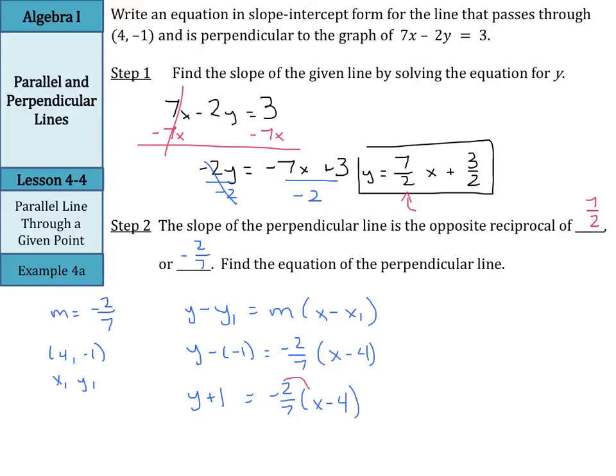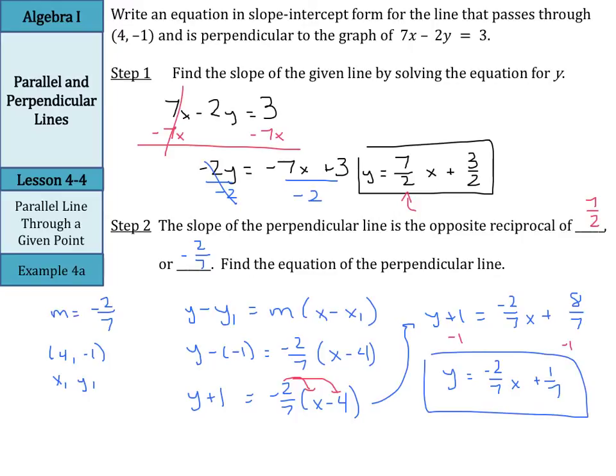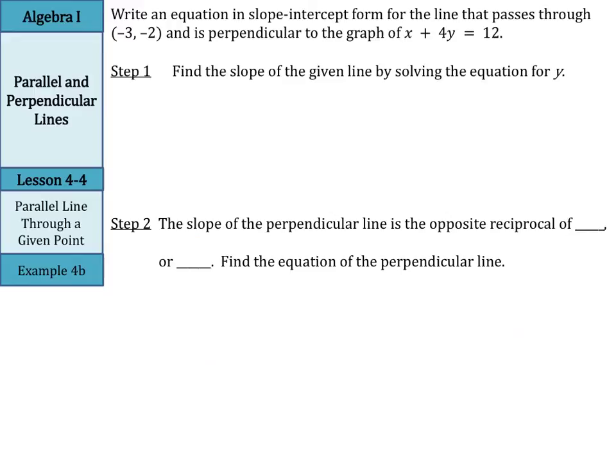We need to distribute here. I'm going to rewrite this up here. We have y plus 1 equals negative 2/7 x plus 8/7. Now we can subtract this 1 from both sides, and subtracting 1 in this case is the same thing as subtracting 7/7. So y equals negative 2/7 x plus 1/7, and that is our equation in slope-intercept form.